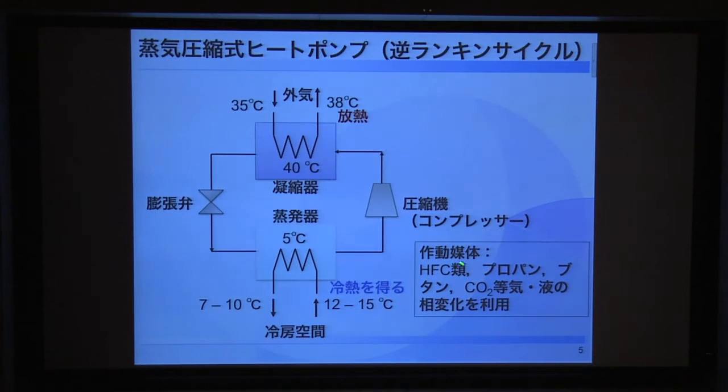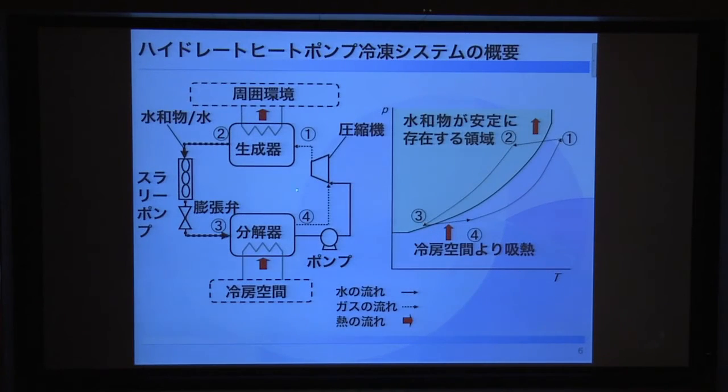And the working medium would be fluorocarbon or non-fluorocarbon. Refrigerators would use propane and butane, a mixture of these two, and then heat pumps used for cooling and heating would use CO2. So this is the compression heat pump, or the reverse Rankine cycle.